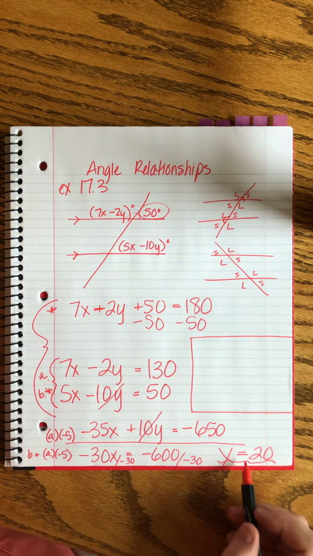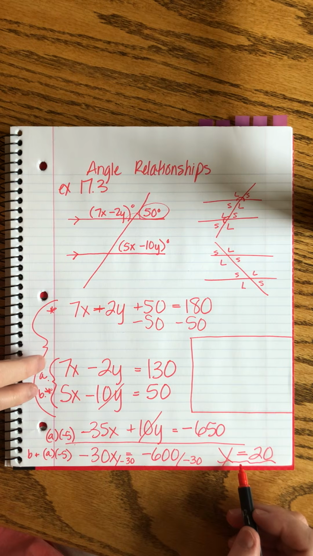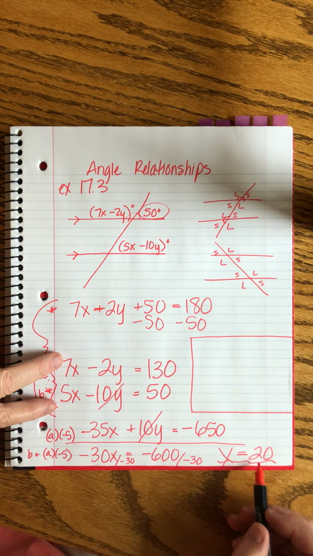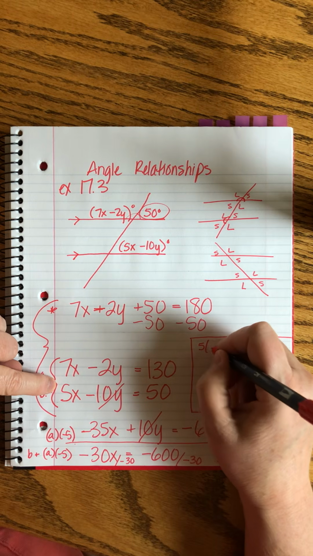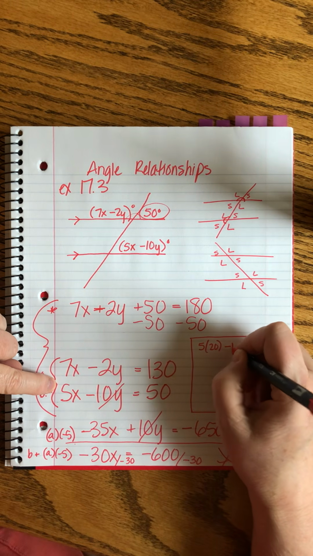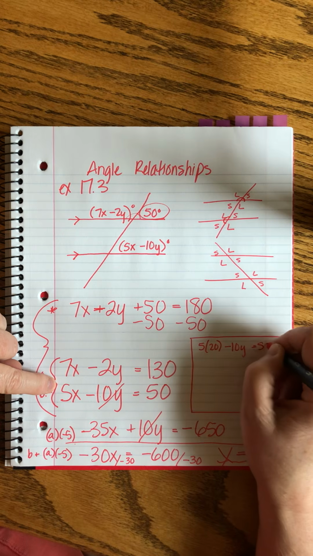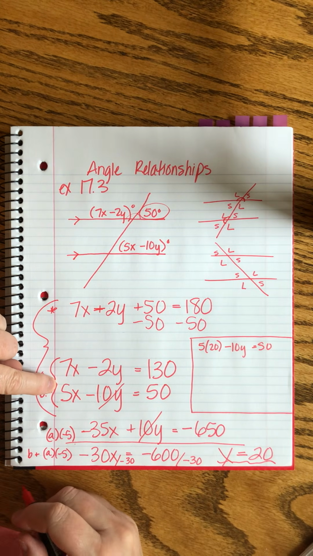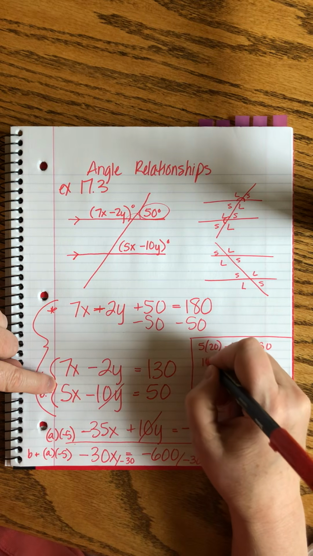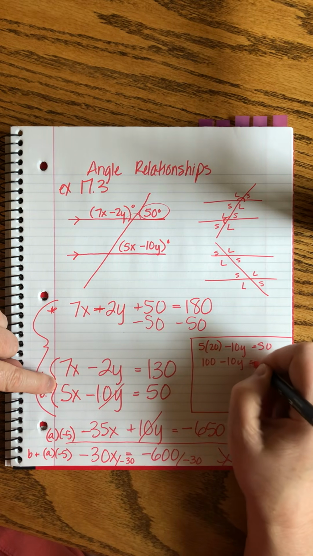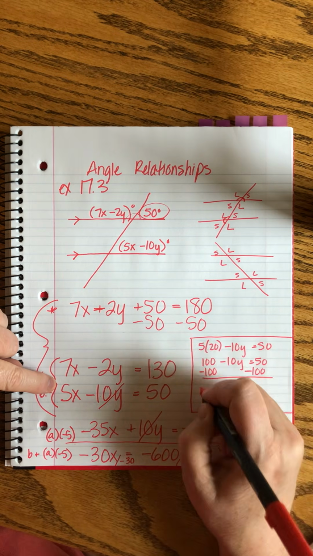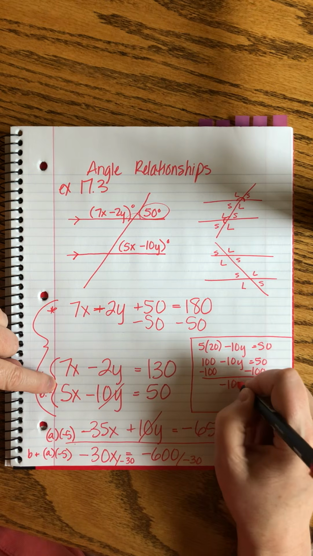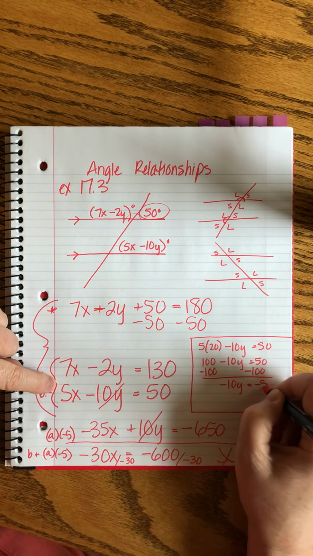And what we want to do here is solve for y. We want to take either one of our original equations and plug this in for x, and solve for y. I'm going to choose B. So 5 times 20 minus 10y equals 50. Does that sound right to you? 100 minus 10y equals 50. Subtract 100: minus 10y equals minus 50.